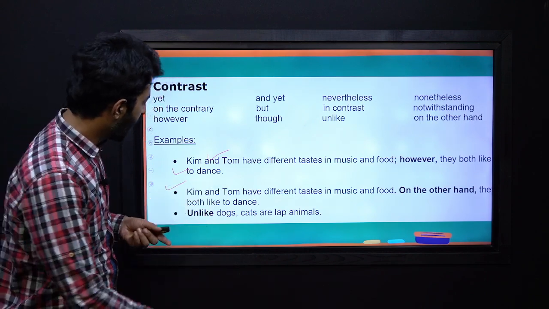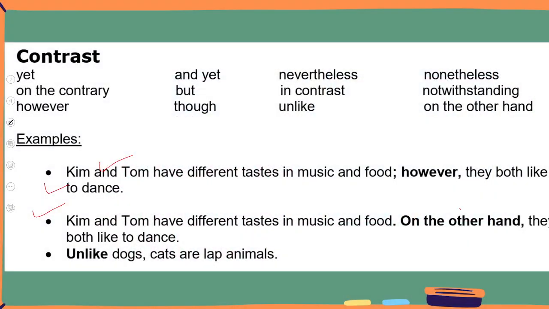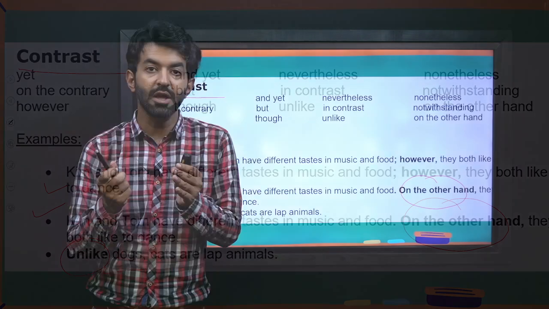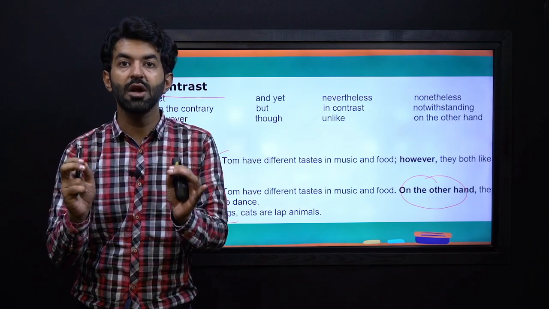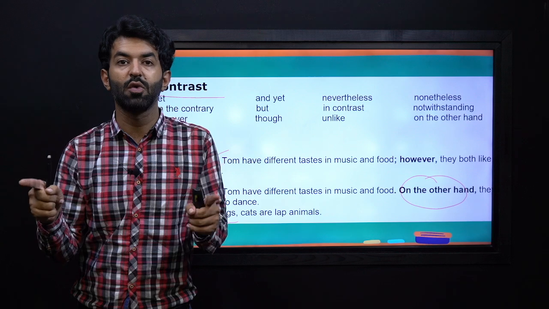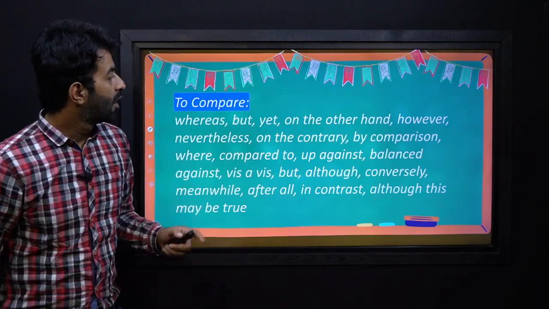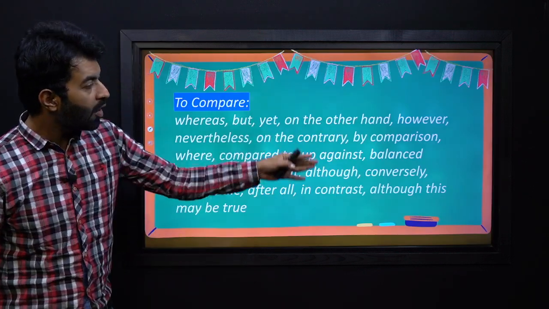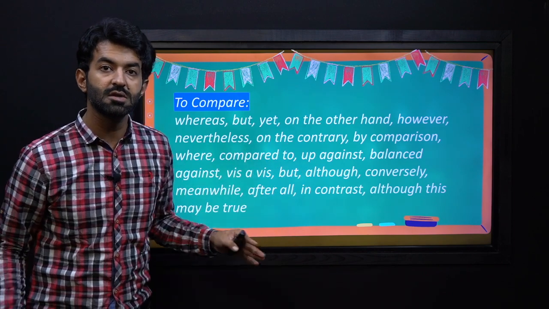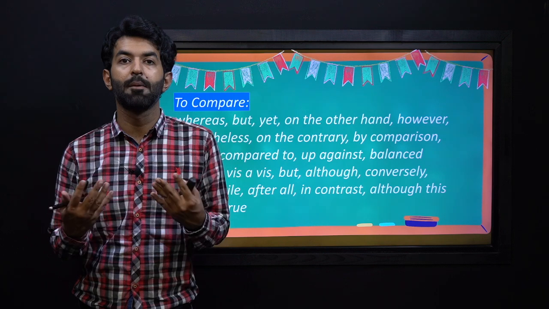Now, you can use on the other hand as well, and you can also use the word unlike as a contrast by saying, unlike dogs, cats are lap animals. It means they are different. We are showing a contrast and opposition between their natures. All right. These are all the transitional devices that we use for showing contrast.